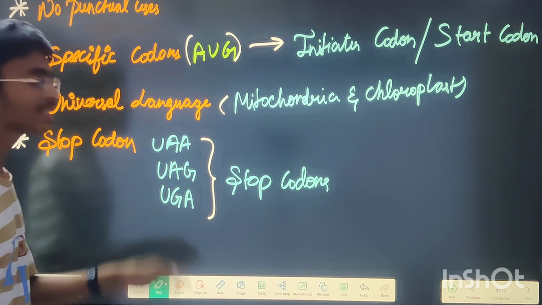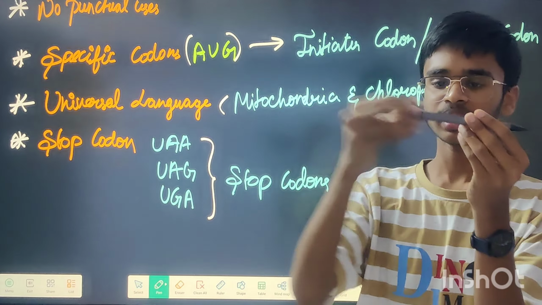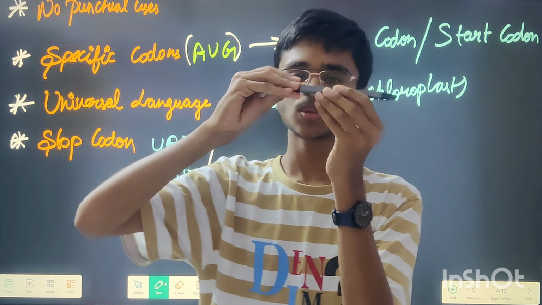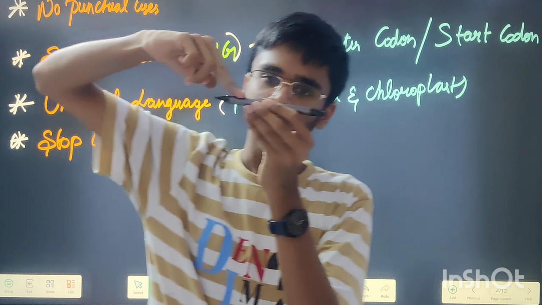But they don't have any amino acid name because they don't code for anything at all. For example, if this is the mRNA, here is the initiator, that means AUG will be there. So the translation process happens, proteins are being created, and here they will stop.